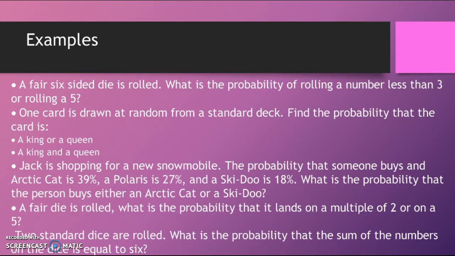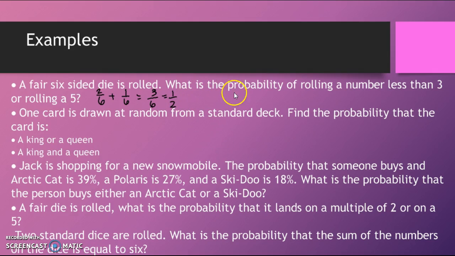So for the first example, a fair six-sided die is rolled. What is the probability of rolling a number less than 3 or rolling a 5? My numbers that are less than 3 are just 1 and 2, and then rolling a 5. There's no way I can get a number less than 3 and 5, so these are mutually exclusive. Rolling a number less than 3 is 2 options out of my 6. Then I add getting a 5, which is 1 option out of 6. When I add those together, I get 3 out of 6, which is just 1/2.